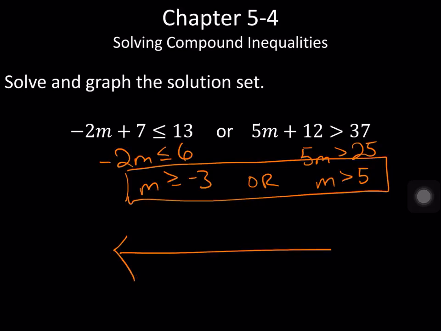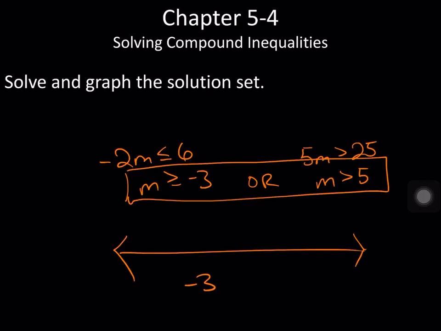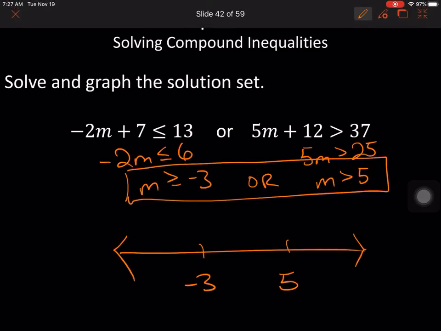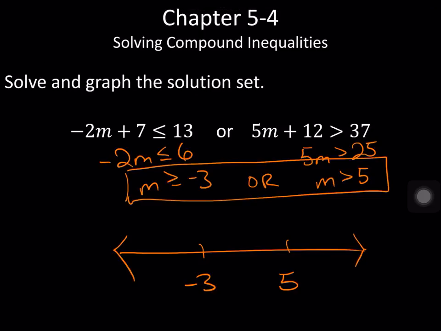Let's go ahead and look at what the number line looks like. And so -3 would be somewhere over here. 5 would be somewhere over here. All right, we'll change color so we can see what's happening with our shading. And here we go. We are greater than or equal to -3. And so that's going to shade this way. And we are greater than 5. So open circle and shade this way.